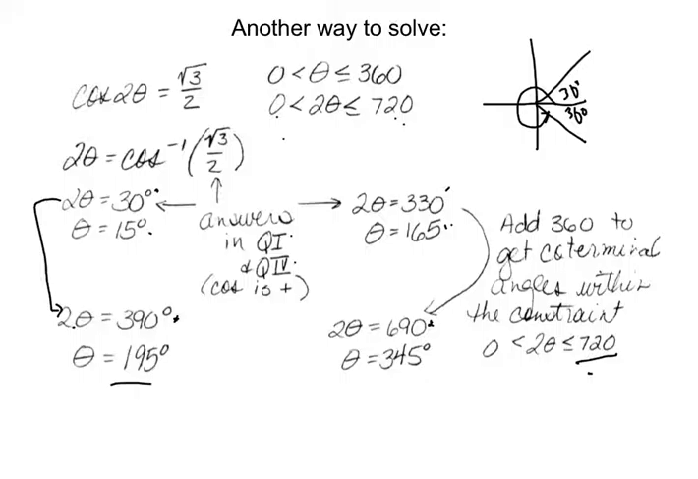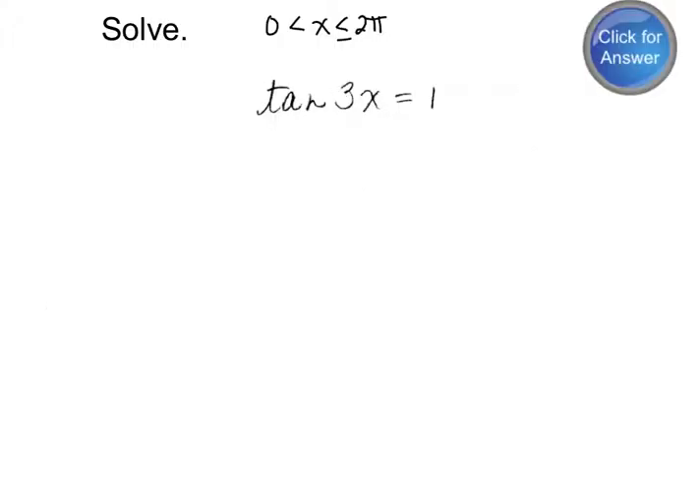Now, it just so happens that it works 2 ways for this kind of problem, but if I'm dealing with a triple angle or a quadruple angle, not so much. This would be the only approach you could use. So, what I want you to do is solve this problem where x is between 0 and 2 pi. Press pause, and when you're ready to check your answer, press play again.